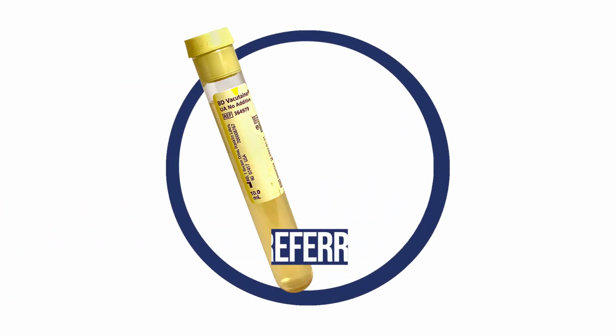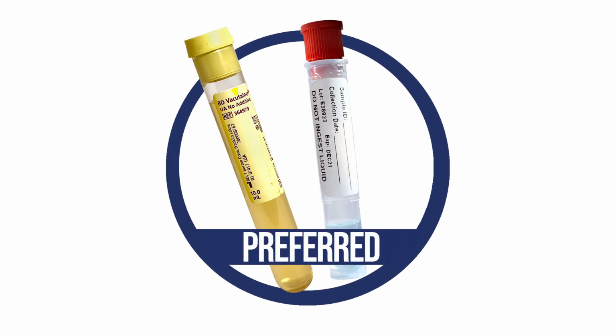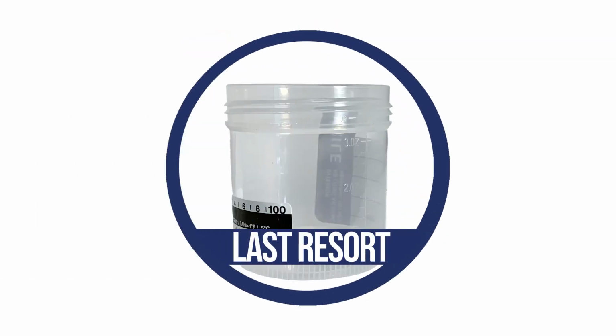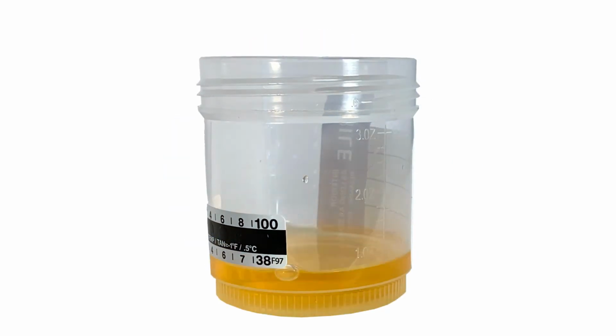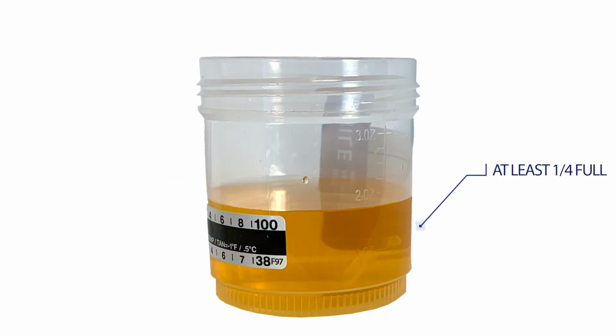If it is not possible to use a vacutainer or oral collection swab, although not a preferred method, the lab will accept specimens in a standard collection cup. Check to make sure the cup is at least 1/4 full. If not, you will need to collect more urine from the patient.